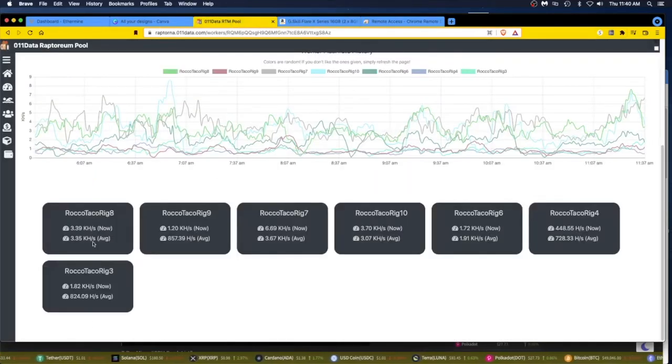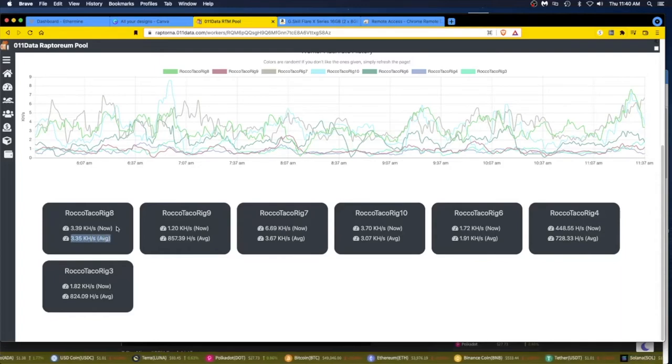And it's been churning ever since, but I have seen no noticeable improvement. It's been 24 hours, and I have seen no noticeable improvement in the current hash rate, the top guy here. If I highlight that, this guy. And pretty much the average hash rate for Raptoreum has stayed the same.